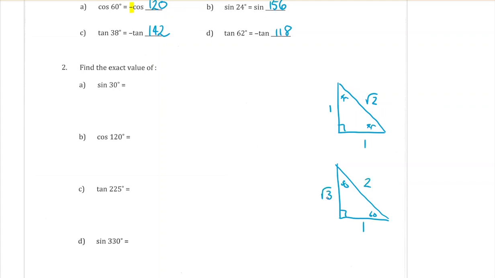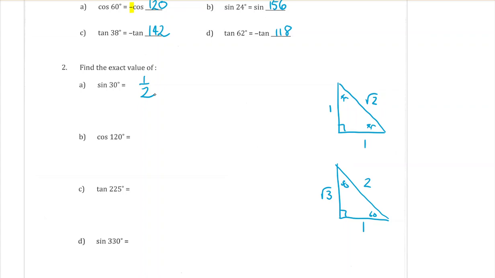So if I want to find the exact value of sine 30, now 30 degrees is a lovely acute angle. We like acute angles. They're the ones we're familiar with. Here's my 30-degree triangle. Sine is opposite over hypotenuse. So opposite is 1 and hypotenuse is 2. So that is simply equal to a half. That was the easy one.